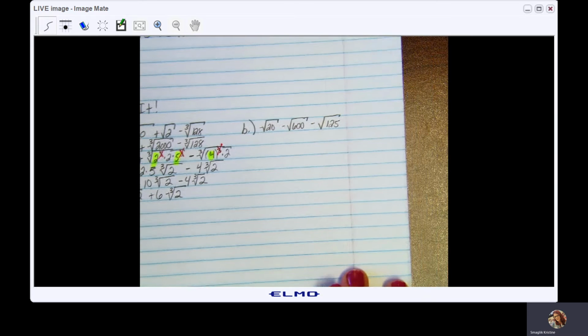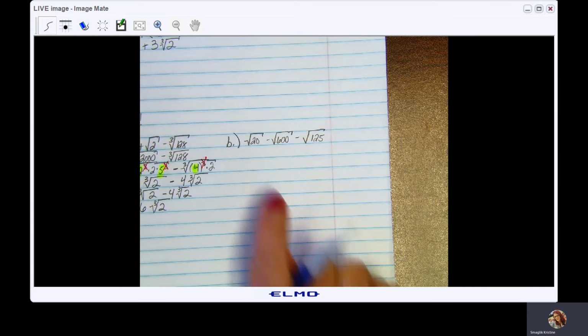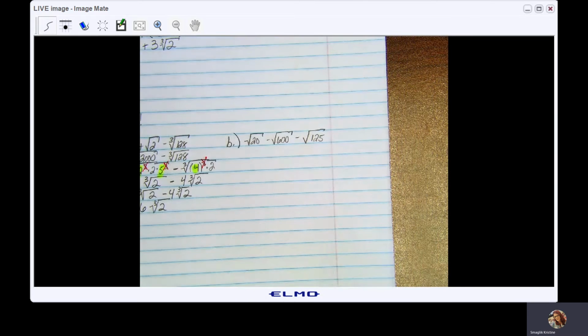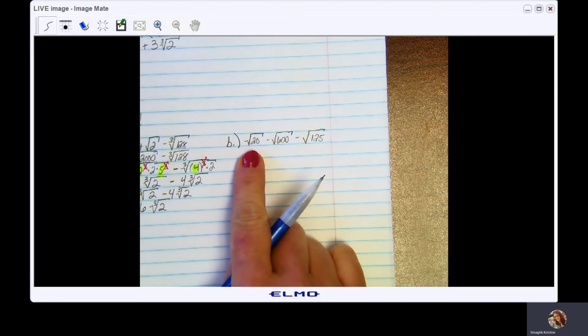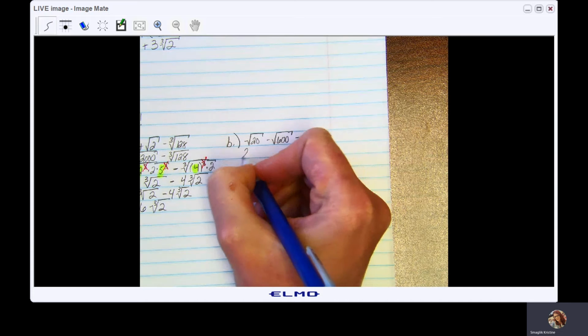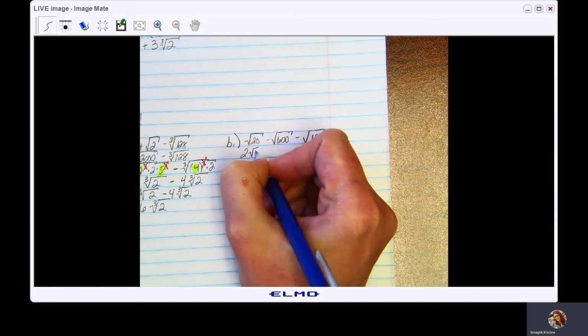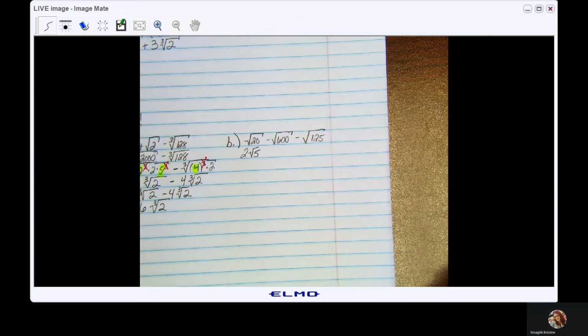Let's take a look at B. So B, this is all square roots. So let's simplify. Square root of 20, we already did that in our first example. Square root of 20 can be written as 2 times the square root of 5.